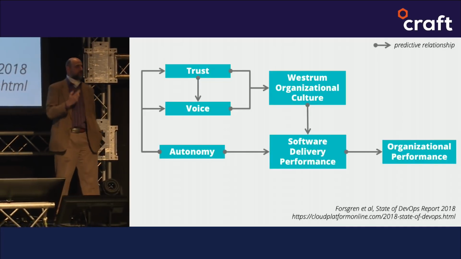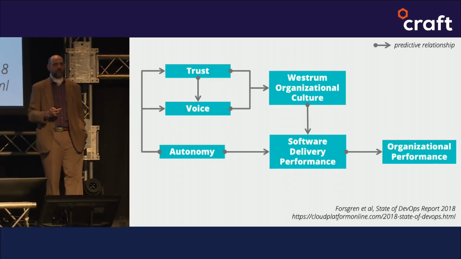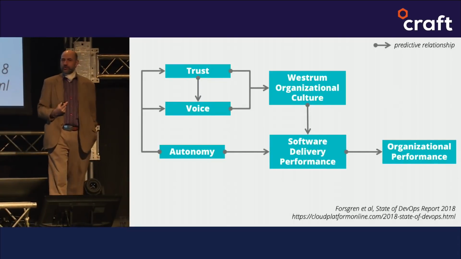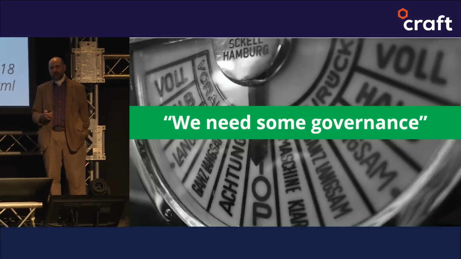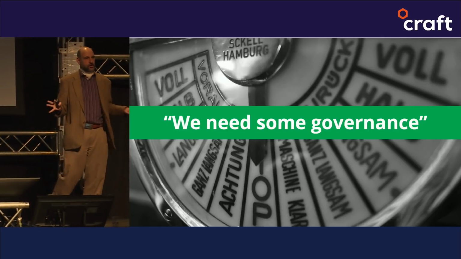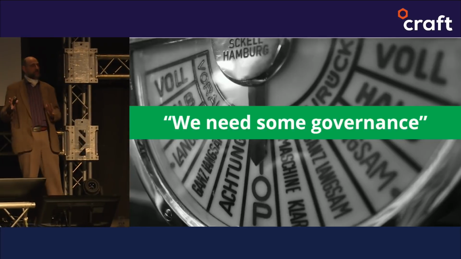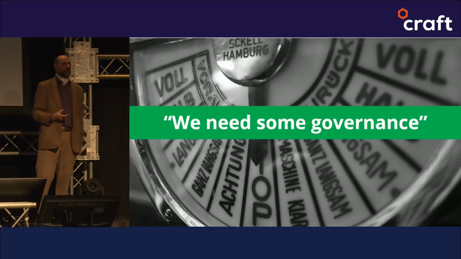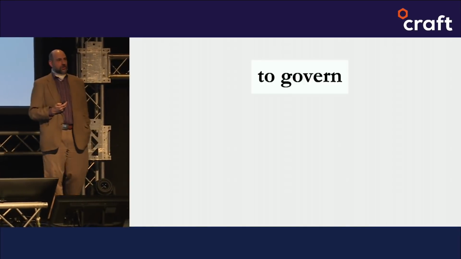So from this, we see that autonomy is important. And we need to have some kind of way of getting autonomous teams. But if you've got multiple autonomous teams, how do you ensure that they're all working together and not pulling in different directions? And the common answer to this is to say, well, we need to govern the teams. We need to push them so that they're operating in the same way. But what do we mean when we say to govern?